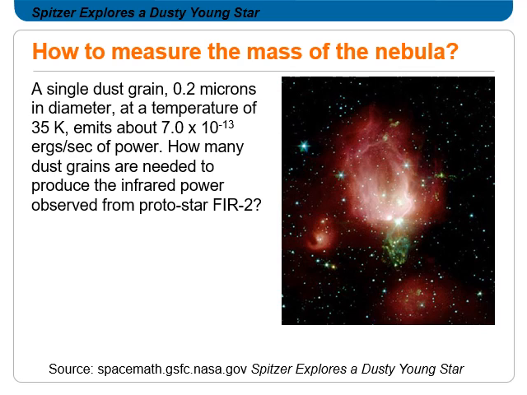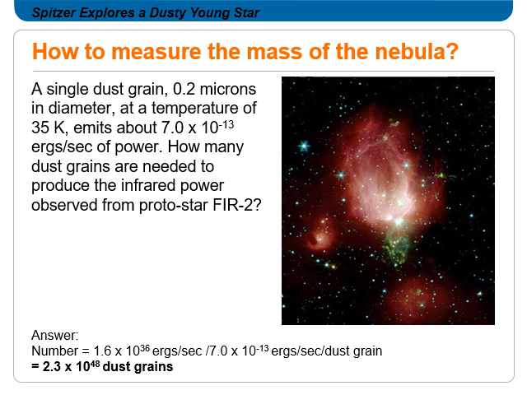A single dust grain, 0.2 microns in diameter, at a temperature of 35 Kelvin emits about 7 times 10 to the negative 13 ergs per second. How many dust grains are needed to produce the infrared power observed from the protostar FIRS 2? To find the number of dust grains, just divide the total emitted power by the power emitted by one dust grain. We find that there are on the order of 10 to the 48 dust grains.